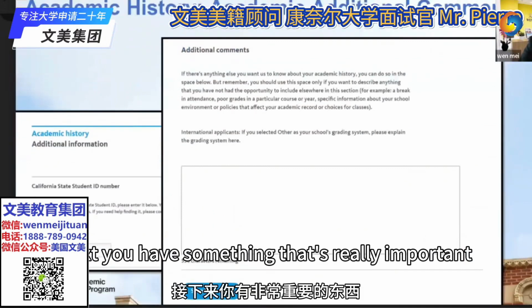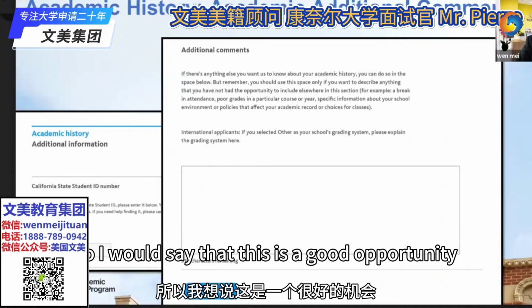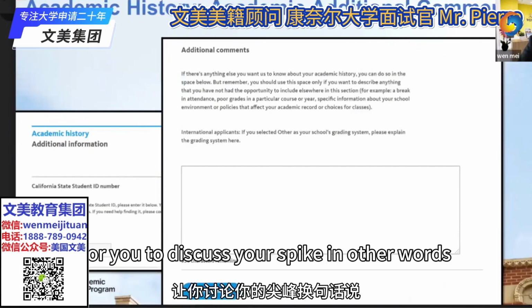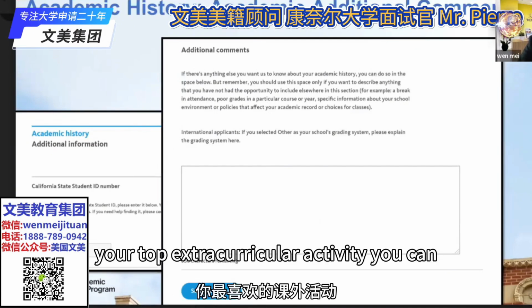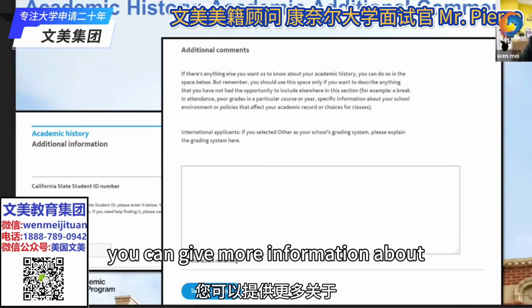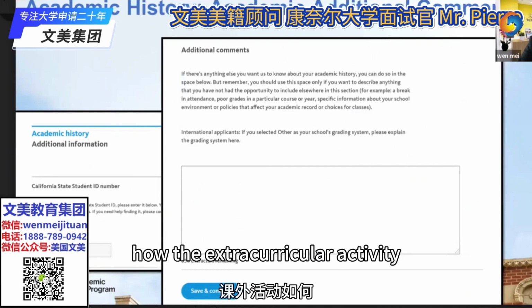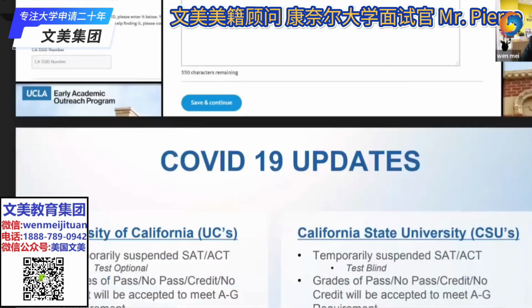Next, you have something that's really important. This is the additional comments section. So I would say that this is a good opportunity for you to discuss your spike. In other words, your top extracurricular activity. You can provide more context. You can give more information about what were the things involved and how the program worked, or how the extracurricular activity works. You can do things like that.